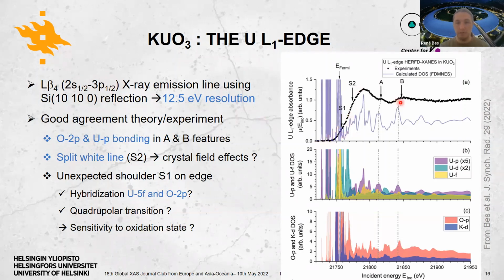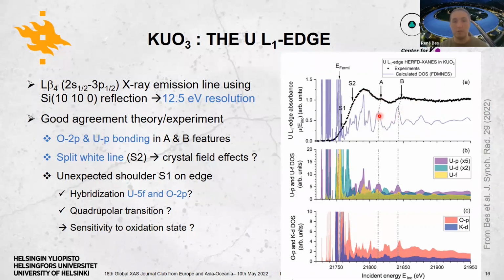And here you have the experiment in black dots, where we can already see, thanks to the improvement in the resolution, different spectral features: 2 shoulders on the white line, S1 and S2 here, and 2 features after the white line, A and B. In order to understand what we were looking at, we made the calculations. Here you have a comparison of the density of states of the p states, because we are probing the p states in that case of uranium. You can see there is a very nice agreement between the calculations and the spectral features we can see in the experiment.